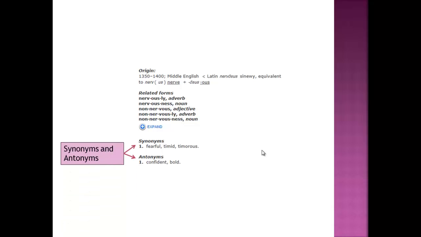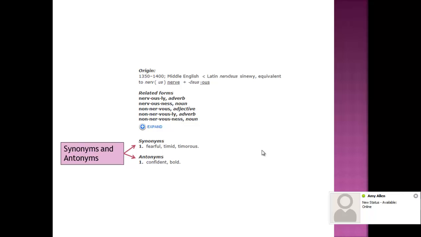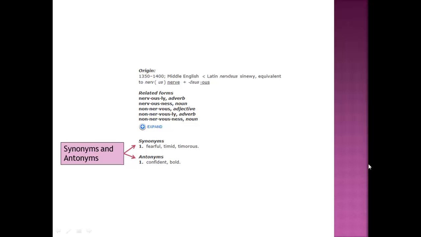And additional information, we have synonyms and antonyms. So, just as a reminder, synonyms, words that mean the same. Antonyms, words that mean the opposite. So if you're writing and maybe you've used the same word over and over again, it's getting kind of boring, you could look it up in an online dictionary and you could find some synonyms to use in place of it so that you're not saying the same word over and over again.